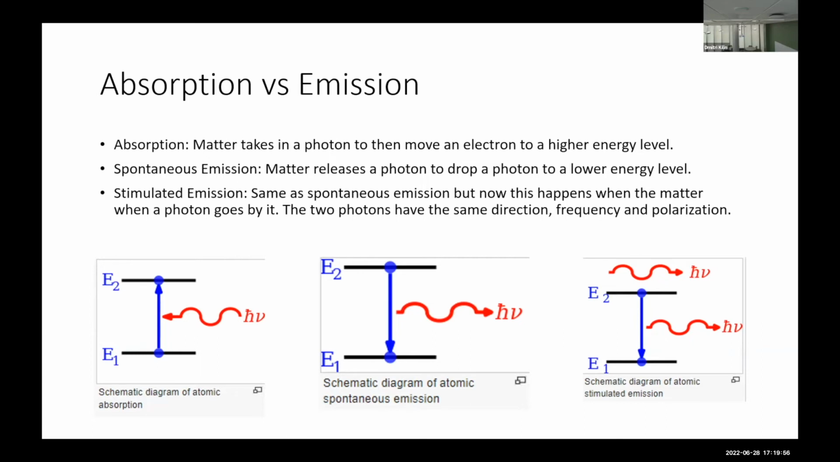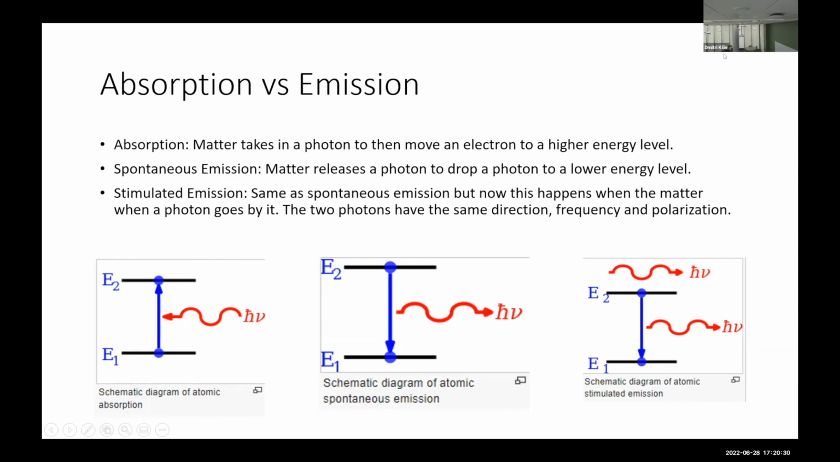And then stimulated emission is just like spontaneous emission, but instead of it just happening on its own, we have to introduce a photon to the system, and then it will drop an electron from a higher to a lower energy level. We can see here that our photon is labeled as h nu, or h bar nu, where h bar is h over 2 pi, and nu is our frequency.